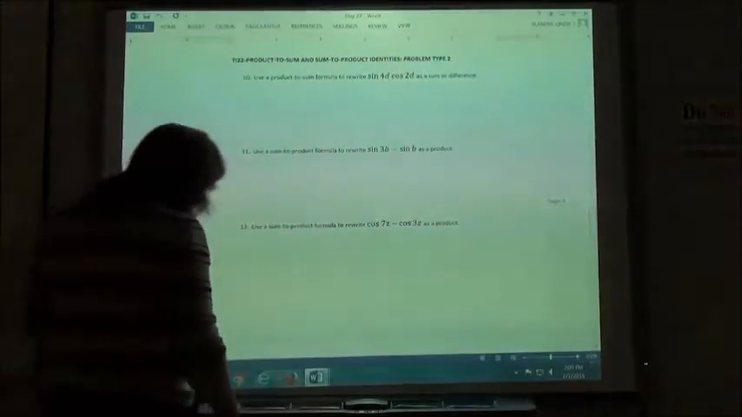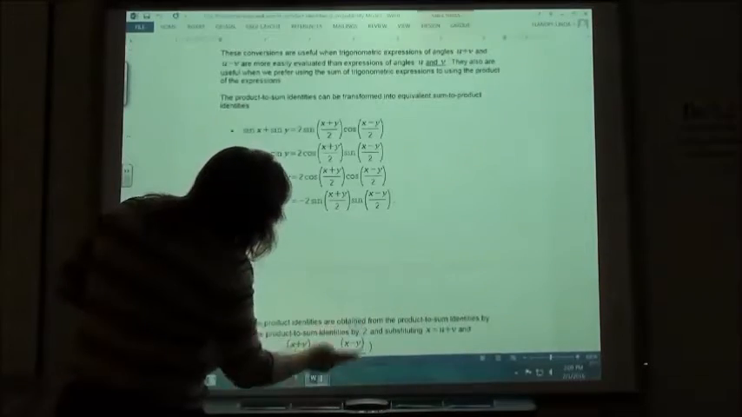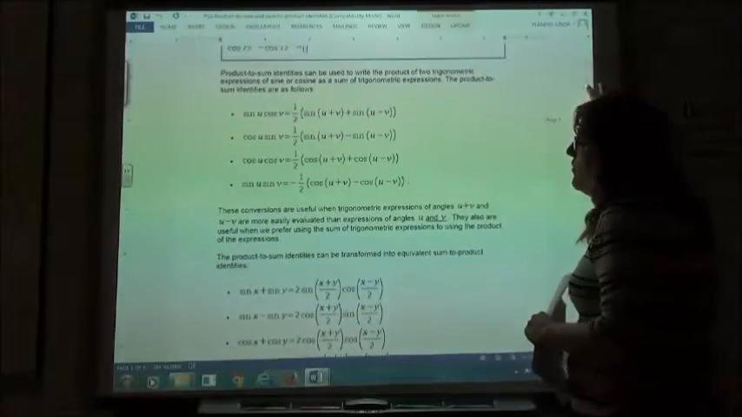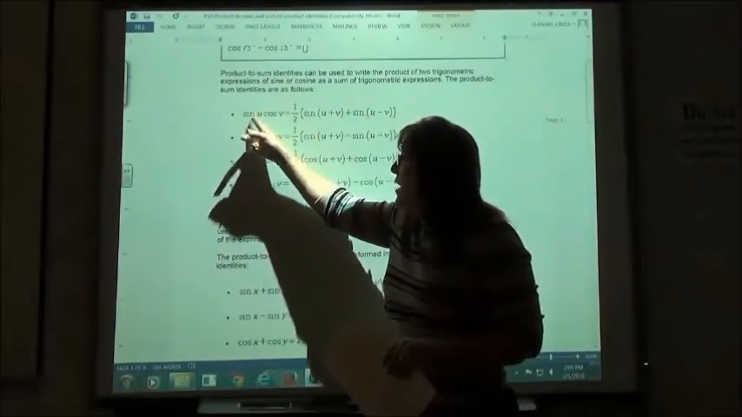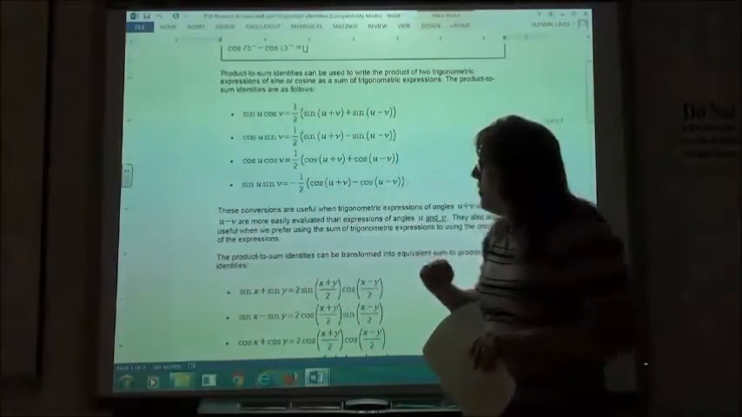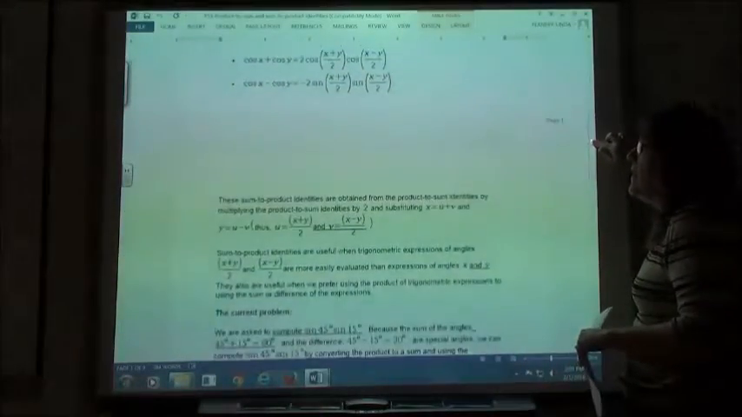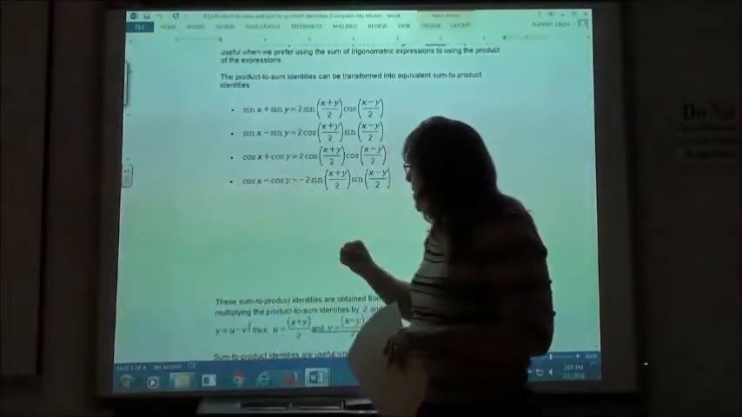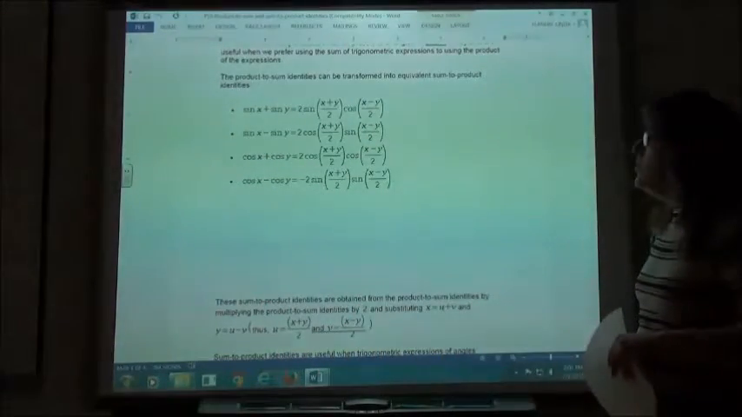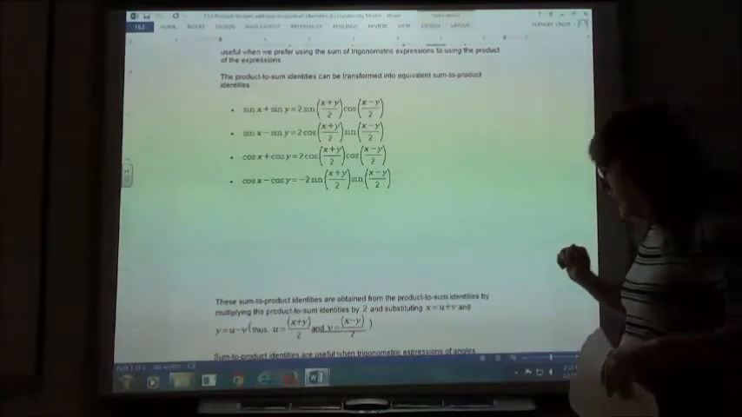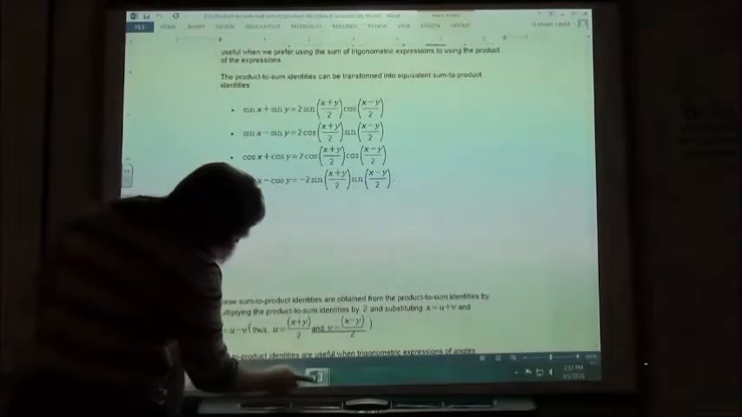Numbers 10, 11, and 12 are still using the product to sum and sum to product identities. Again, you'll want to have that sheet handy. First of all, we have the product to sum, where we have the sine times the cosine, or cosine times cosine. Fill in our formula. Otherwise, we'll have the adding and subtracting ones, where we have the sine plus the sine, or the cosine minus the cosine. Filling that into those. So make sure, again, keep those formulas handy. Product to sum, sum to product, because we're going to have to use those.